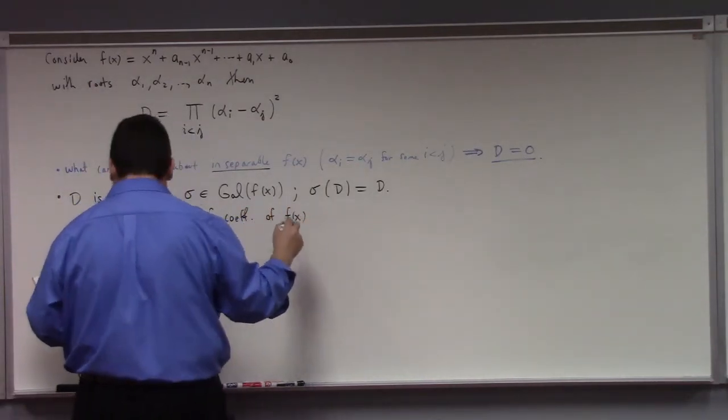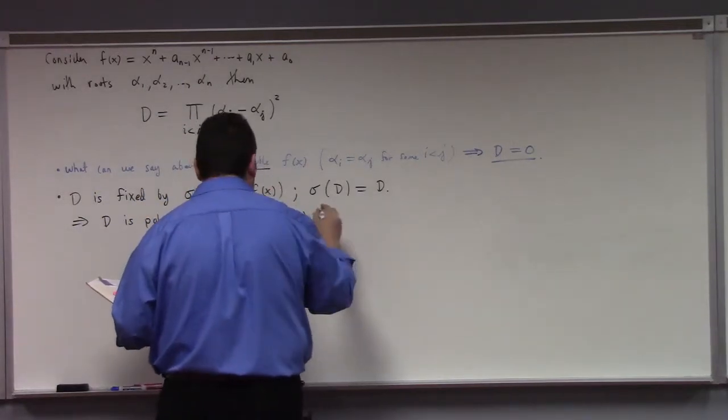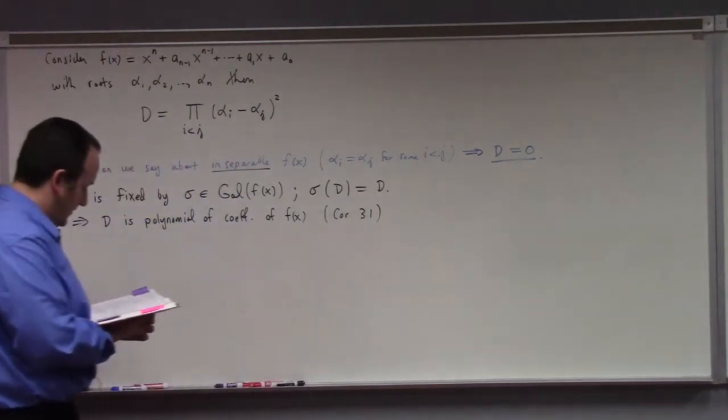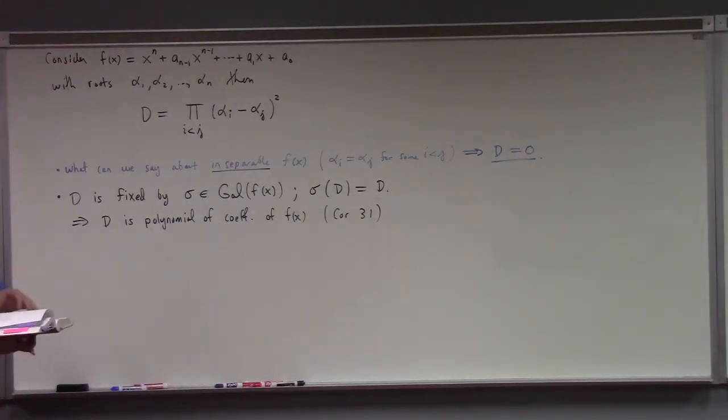And he says this is by corollary 31. Corollary 31, back a couple pages here, is the fundamental theorem of symmetric functions, which is that any symmetric function in variables x1 through xn is a rational function of the elementary symmetric functions. How is that giving us that?